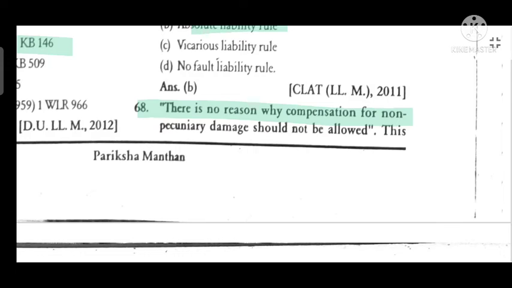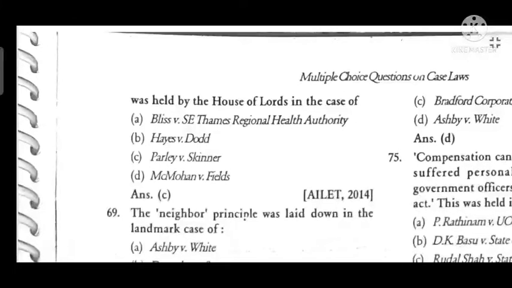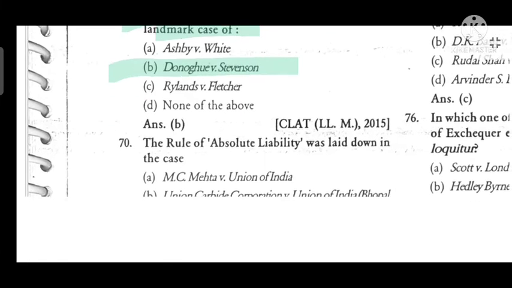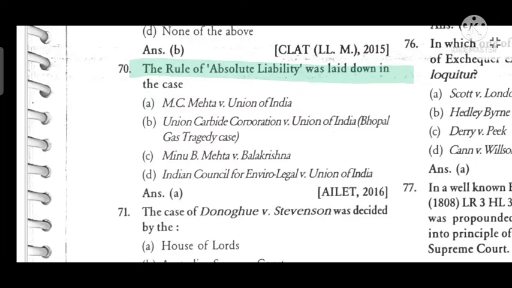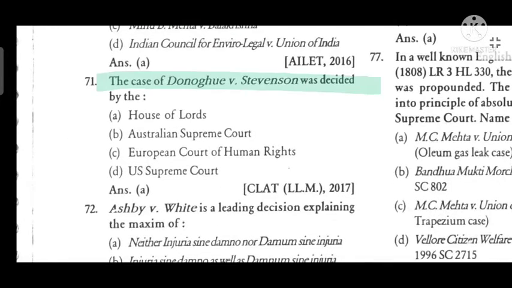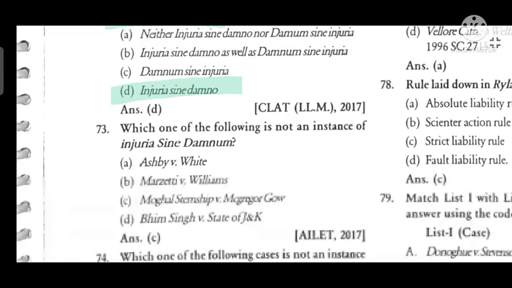There is no reason why compensation for non-peculiar damage should not be allowed. This was held by the House of Lords in the case of Benjamin versus Storr. The neighbour principle was laid down in the landmark case of Donoghue versus Stevenson. The rule of absolute liability was laid down in the case of MC Mehta versus Union of India. The case of Donoghue versus Stevenson was decided by the House of Lords. Ashby versus White is a leading case of the maxim injuria sine damno.